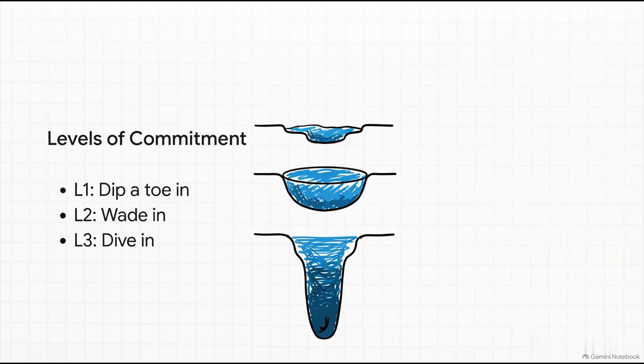It's the most common, trades OTC only, minimal reporting. Level 2 is wading in. You're on an exchange, you're filing annual reports. Level 3, that's diving all the way in, full SEC registration and public offerings, the whole shebang.